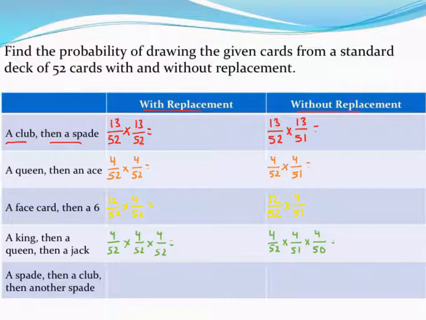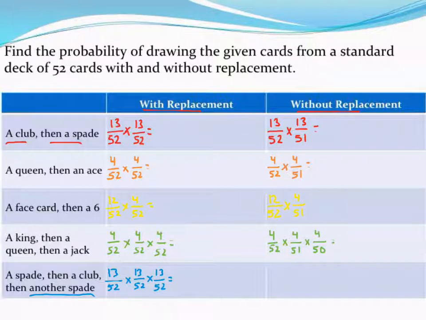Okay? And our final situation, before we have all our answers pop up, I want to pull a spade and then a club and then another spade. Watch this one carefully. So the first situation, I'm replacing each time. Nothing tricky here. Oops, not 4 out of 52. Sorry about that. There are 13 spades. I got carried away looking at my last example. There's 13 spades out of 52. I put it back in the deck. So there's 13 clubs out of 52. And since I put that first spade back, there's still 13 spades out of 52.